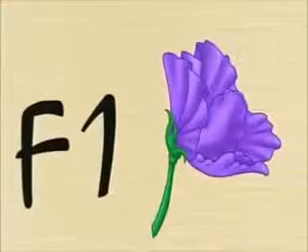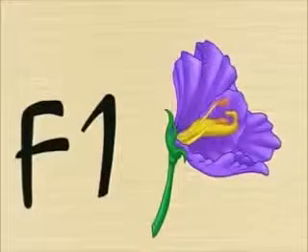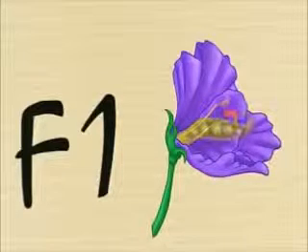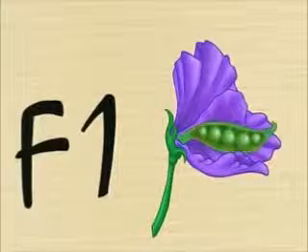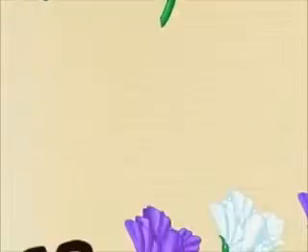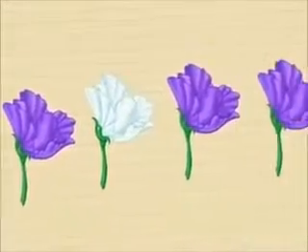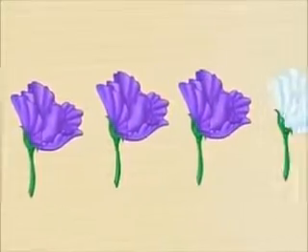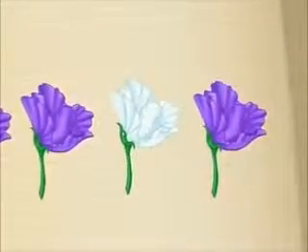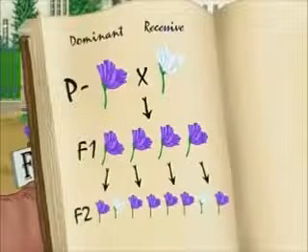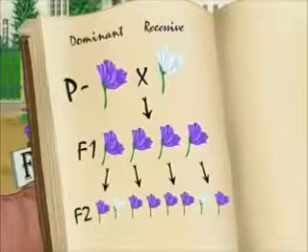Mendel let these F1 hybrid plants self-fertilize and produce new seeds. The next year, Mendel planted the F1 seeds, producing the next or F2 generation of plants. This time, there were some white flowers mixed in among the purples. He was well aware that traits sometimes skipped generations, so this was no surprise.